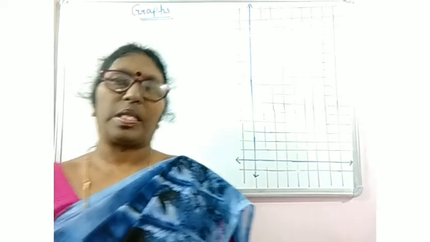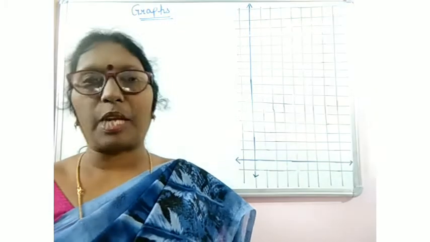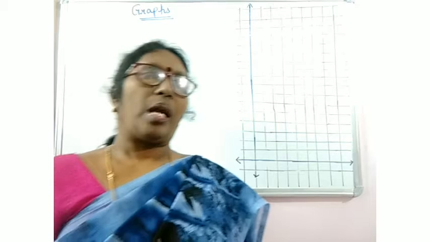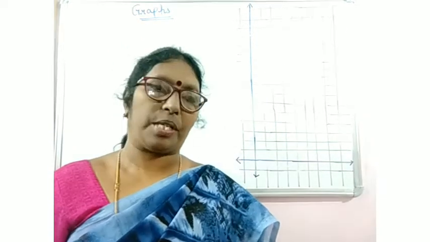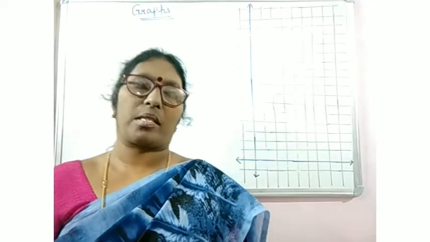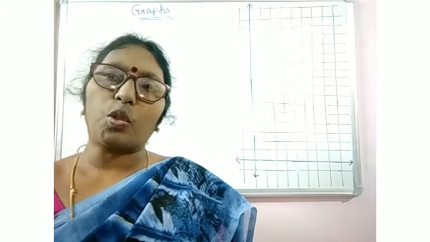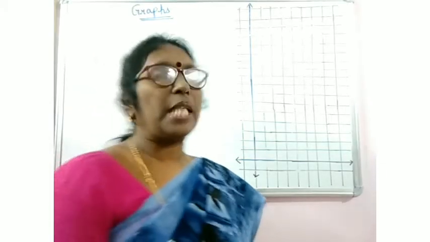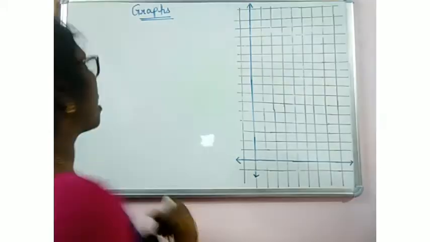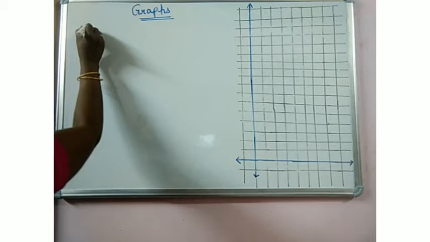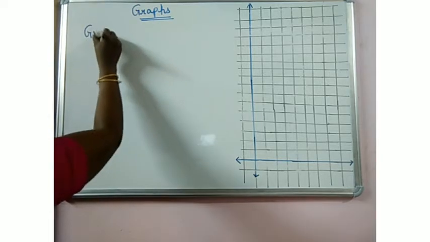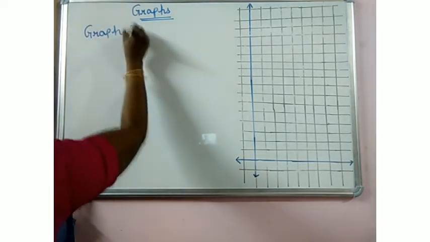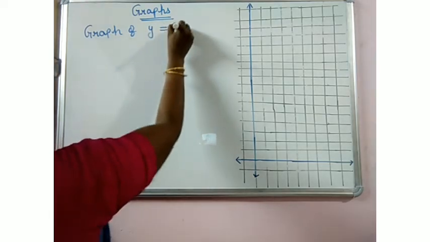Hello. Today let us have the chapter graphs: how to draw the graph of an equation other than a linear equation. In the last class, you learned how to draw the graph of a linear equation. And today, let me show you how to draw the graph of the equation y is equal to x square.